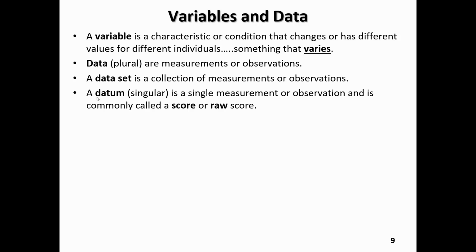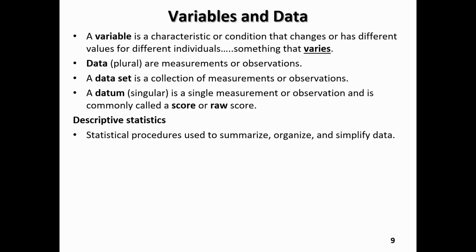Contrast with data, datum is the singular form of data. Data is plural. And so a datum refers to just one measurement or one single observation from one person or from one case in that research study. Sometimes that is referred to as a score or just simply a raw score. These are scores that have not yet been subjected to any sort of statistical calculations, but they're scores obtained directly from the cases or the research participants in that study.